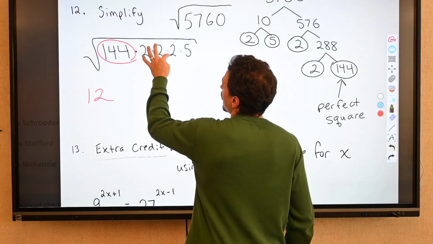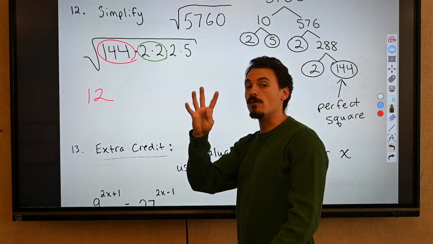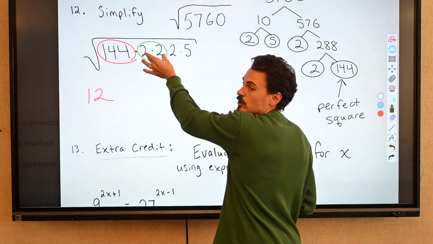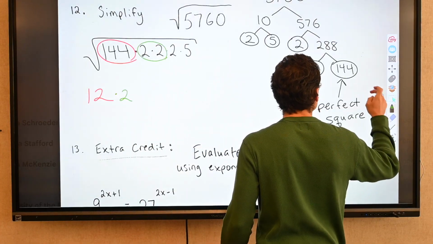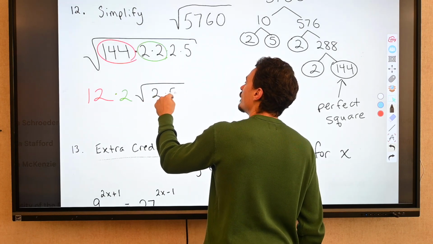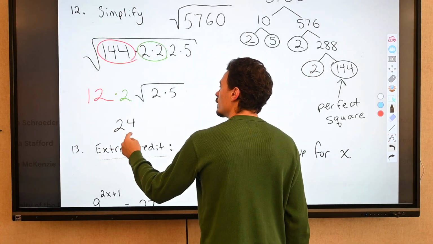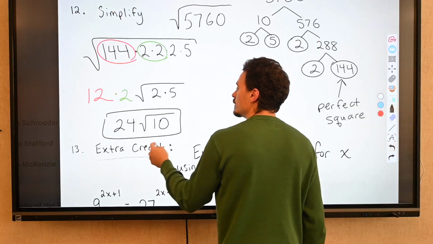Then, I can pull out a 2 because I have a pair of 2's. Listen, 2 times 2 is 4. The square root of 4 is 2. So if I have 2 2's, I can actually pull out a 2. And then left over on the inside is 2 times 5. 12 times 2 gives you 24. 2 times 5 gives you 10. So 24 square root of 10 will be your answer.